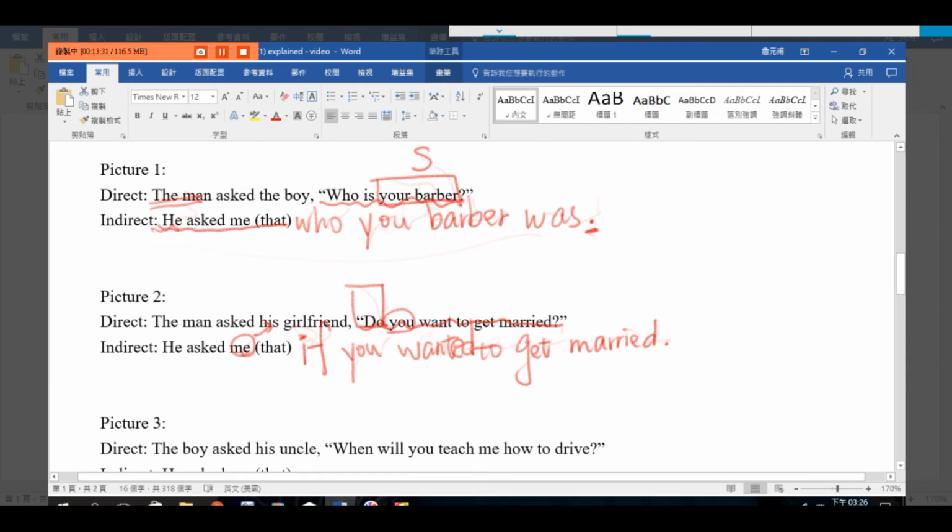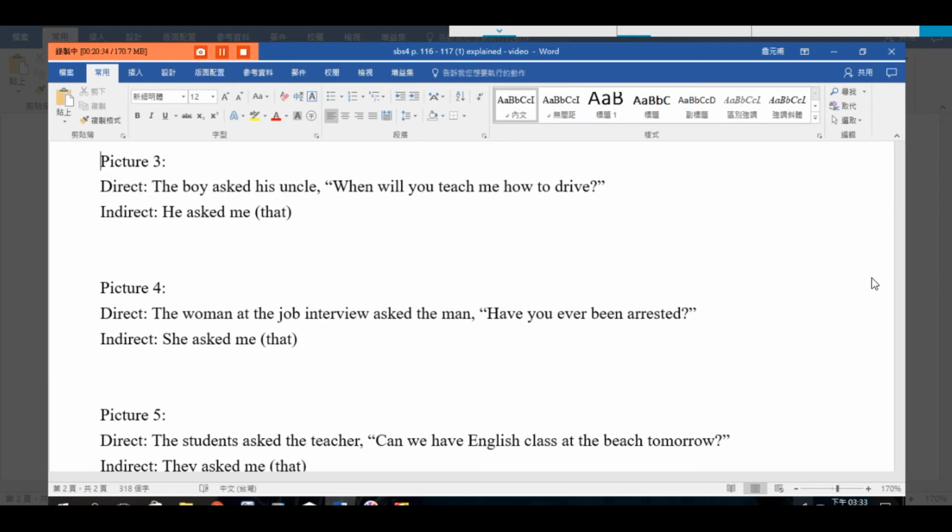Now let's move on to picture number 3. All right, let's take a look at picture number 3. Picture number 3 is the picture where there is a father washing his car and the son is talking to the father. Picture number 3, the direct speech sentence is the boy asks his uncle. Okay, so it's not a father, it's uncle. The boy asks his uncle, when will you teach me how to drive? Okay, so this is a WH question starting with when. When will you teach me how to drive? Okay, now we have to change this regular question into an embedded question.